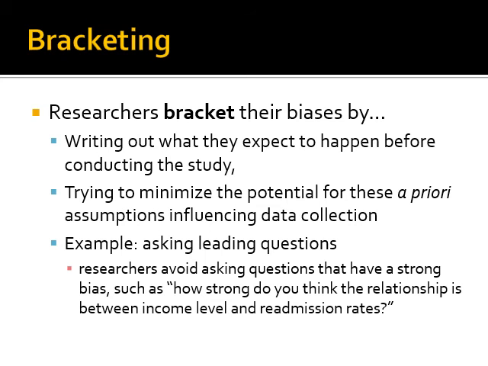So researchers bracket their biases, and bracketing is the term used to mitigate or reduce, to the extent possible, the impact of your biases by doing the following: writing out what they expect to happen before conducting the study, trying to minimize the potential for these what are known as a priori, or before the fact, assumptions to influence data collection.